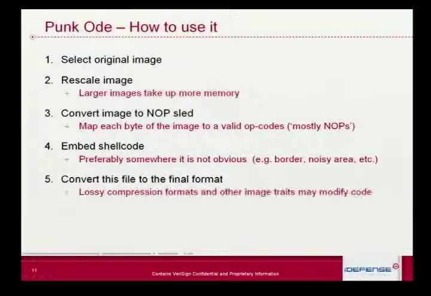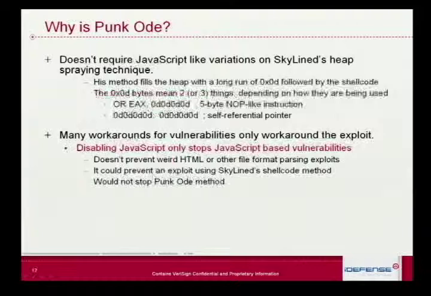So the way pun code works is you choose an image, you scale the image up a lot. So you want to make it take up a lot more memory because that gives you a lot more target to aim for. You convert the whole image into a no-op sled. Basically, you map each byte to a valid instruction, which doesn't do much. Then you embed the shellcode in it, somewhere where it's not too obvious, and you convert this into the final format. Certain compression caused by certain formats can damage the code, so you need to do some other tricks.